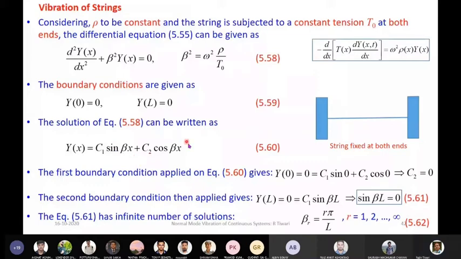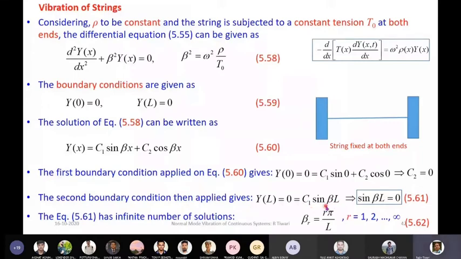That means this cos term will not be there in our solution. Now the second boundary condition. In the remaining part, only C1 sine beta x is there. I'm setting x is equal to L. So Y(L) is equal to 0, C1 sine beta L.